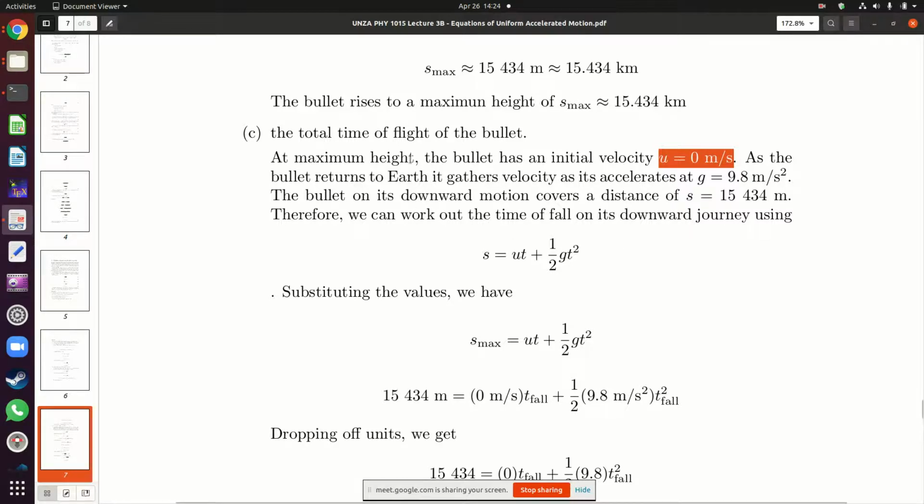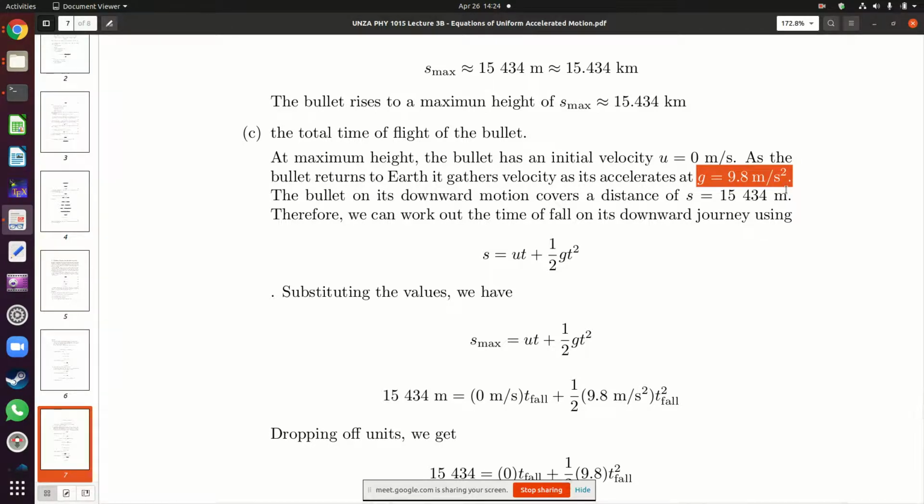Then, from maximum height, when the bullet starts coming towards the surface of the earth, its velocity is going to increase. So the bullet is going to undergo some sort of acceleration. Since the velocity of the bullet is going to increase, the acceleration is going to be positive. And since it's being attracted by the earth, the acceleration is going to be 9.8 meters per second squared.